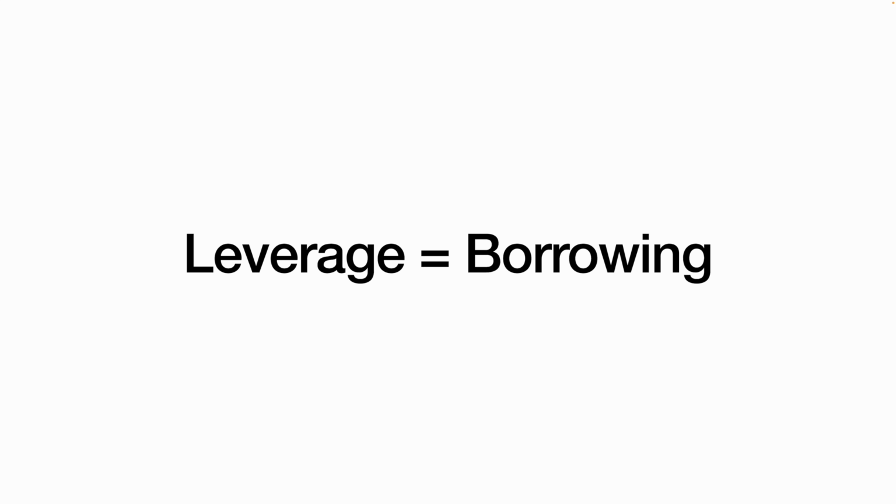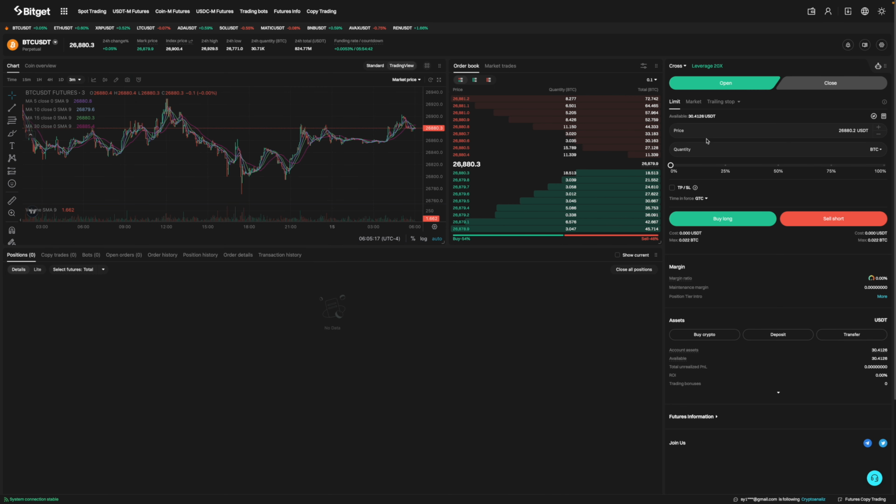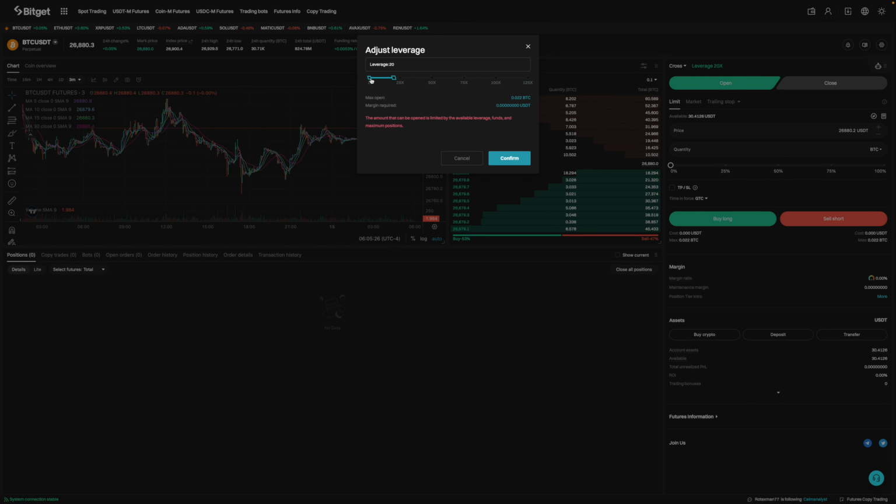When trading futures, you can leverage the amount of money that you're playing with. In other words, borrow money to trade with. This doesn't mean that you actually own that money. It just means that you can trade with more than what you have. So when you're on Bitget's futures trade dashboard, you'll see something that says leverage and then a number and then an X. Now, if you click on that, there will be a slider that opens up and you can basically choose the amount of leverage or the amount that you'd like to borrow on your trade.